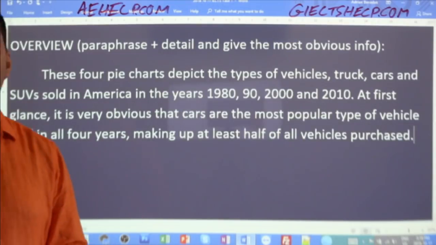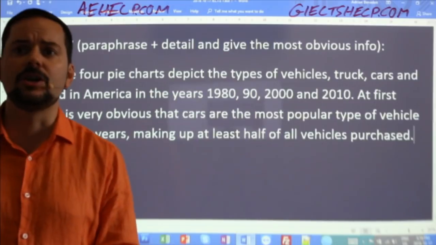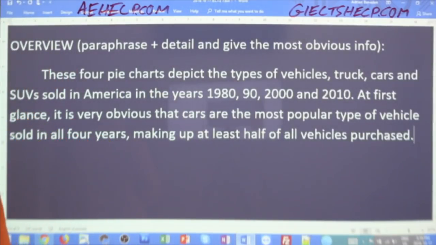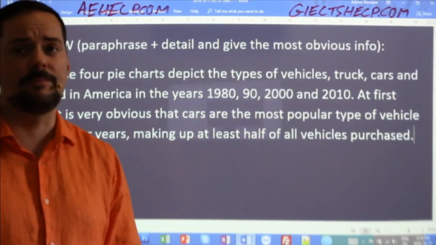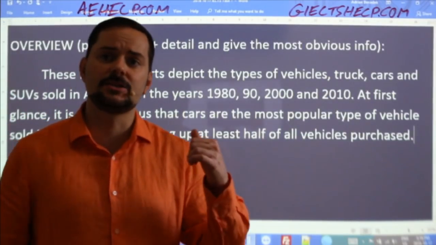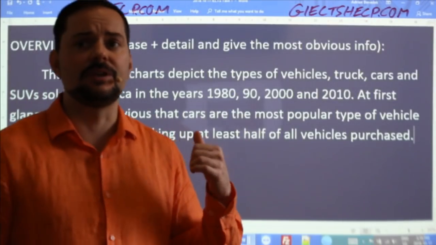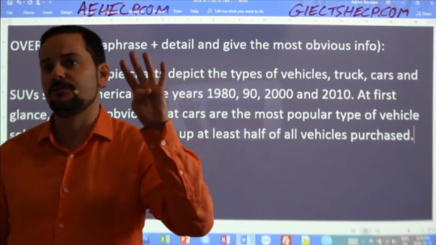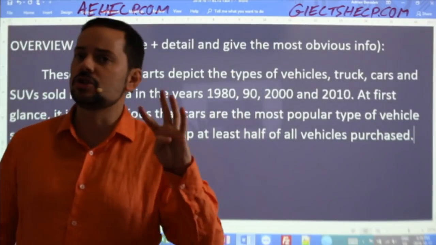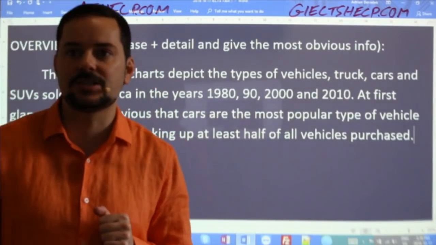Mahmoud Hassan says overall cars had by far the highest share over the period of 30 years. Even though that's quite possibly true, we do not have that data, because these aren't line graphs. So we can't see every year in the 30 years. We can only see the 4 years. So we don't want to assume or incorrectly report that that's the case, all right?